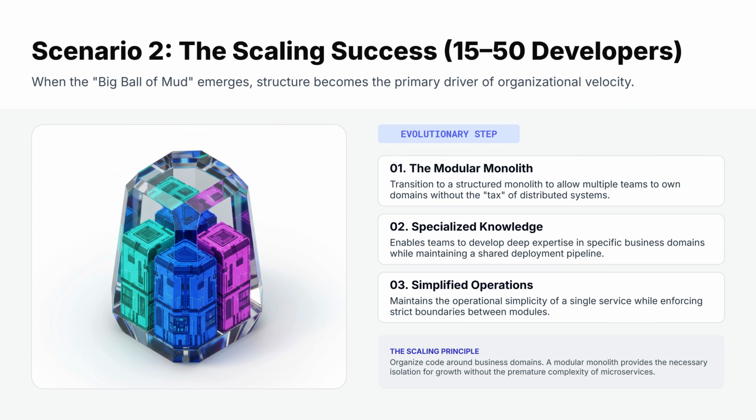Scenario 2. The scaling success with 10 to 50 developers. When the big ball of mud starts to emerge, the next step is typically the modular monolith. This provides the structure needed for multiple teams to own different parts of the code without the tax of distributed systems. It allows the organization to develop specialized knowledge in specific domains while keeping deployment simple.